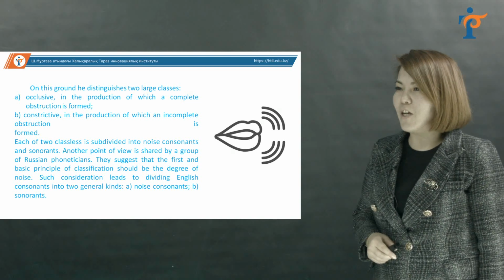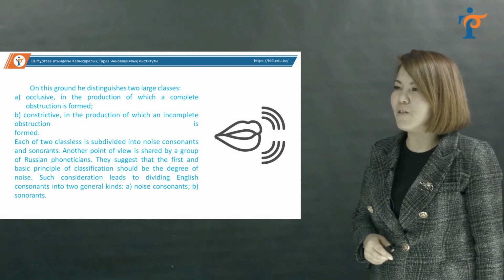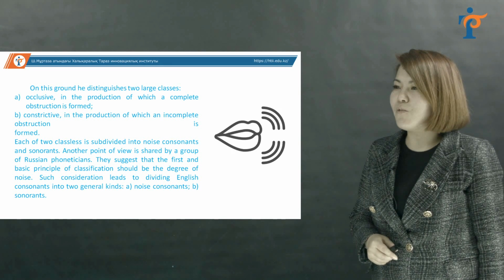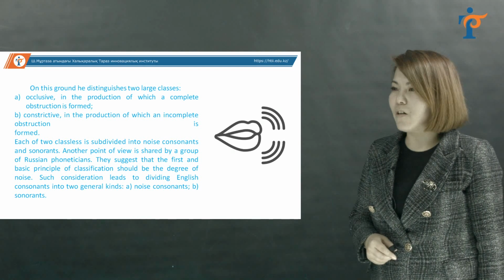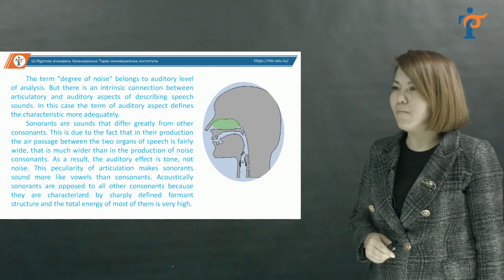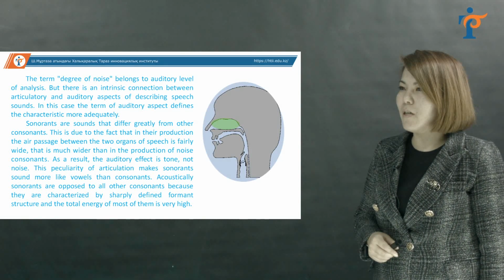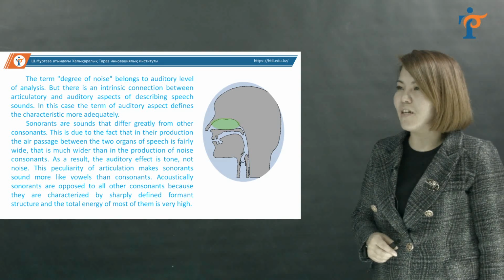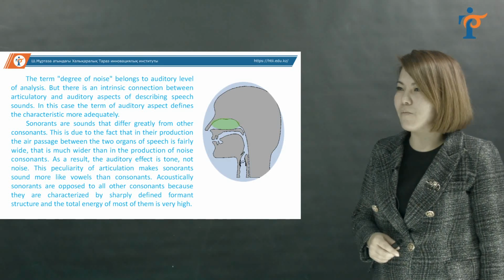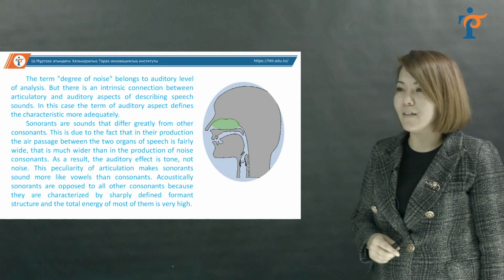Another point of view is shared by a group of Russian phoneticians. They suggest that the first and basic principle of classification should be the degree of noise. Such consideration leads to dividing English consonants into two general kinds, noise consonants and sonorants. The term degree of noise belongs to the auditory level of analysis, but there is an intrinsic connection between the articulatory and auditory aspects of describing speech sounds. In this case, the term auditory aspect defines the characteristic more adequately.